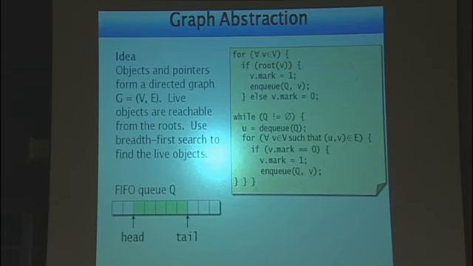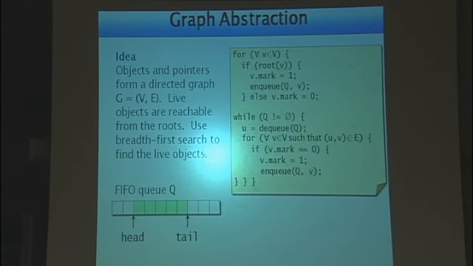Okay? So the idea in breadth first search to find all the objects. So the idea is what we're going to do is go through and find where are all the objects in my system that are reachable from the roots. And then anything that I didn't find, that must be garbage. Okay? So here's the idea.